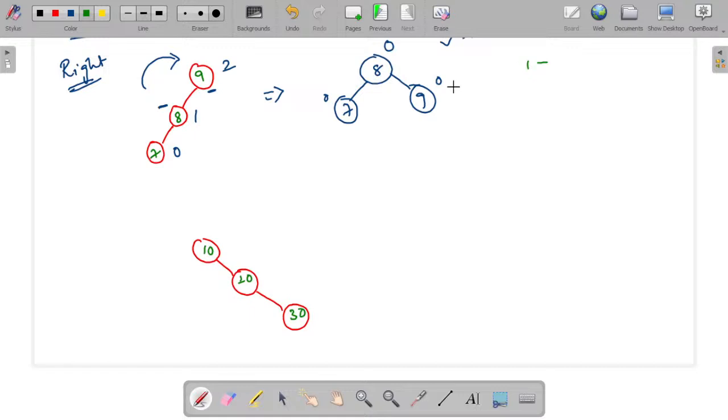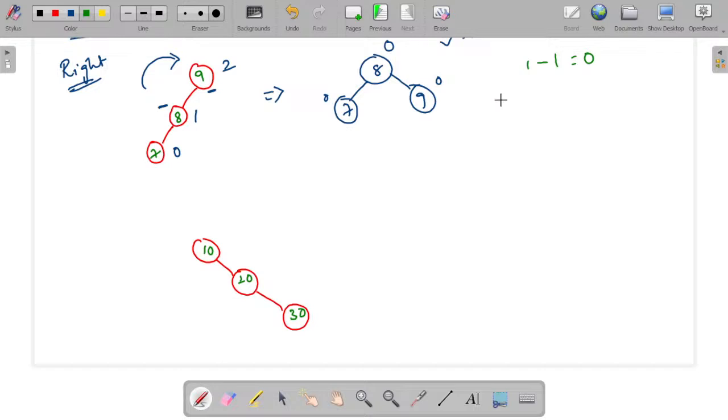And then minus the height of the right subtree. For 8, in the right subtree the deepest child node is 9, the number of edges between them is 1, so 1 minus 1 becomes 0. That is how you calculate balance factors. It is not about the levels, it is about the deepest child node. Do not worry, we will come across many different trees and you will understand balance factors very easily.